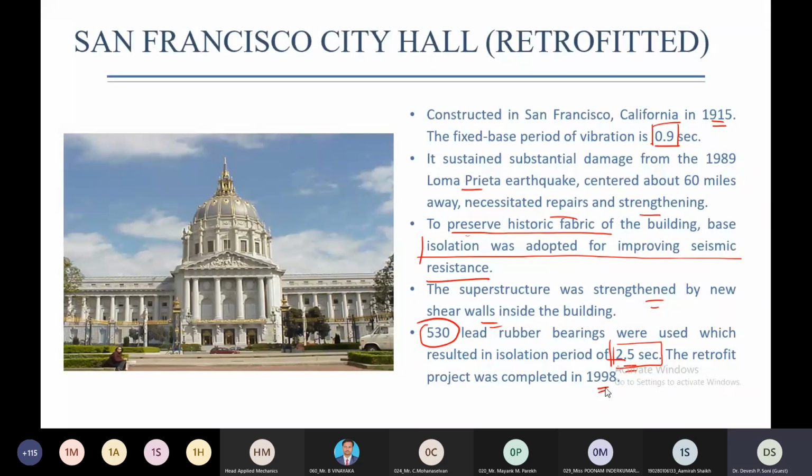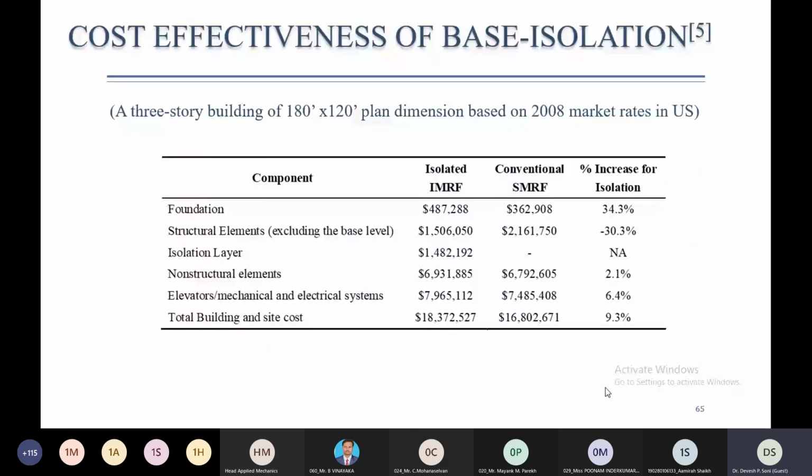Then here the cost effectiveness of the base isolation system is shown. The different elements are shown: foundation, structural element, isolation layer, non-structural element, then cost of elevator, and total building cost. One thing to note in the foundation component: conventional SMRF means fixed base building, and this is the isolated building. We can see the increase in cost for the base isolated building for the foundation component. The percentage increase is shown here. 34% cost is increased. But this increase in cost is compensated by lighter design of the superstructure. For structural elements, we can see a 30% reduction in the design of the superstructure.